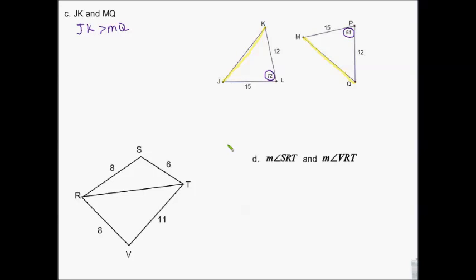And then here we're looking at SRT. That's this angle, versus VRT. That's this angle. Which one's going to be larger, yellow or green? Yellow, because it's across from the larger number. So SRT is going to be less than VRT.